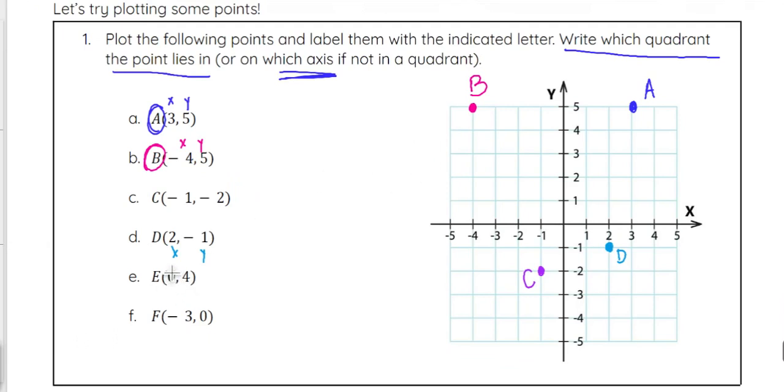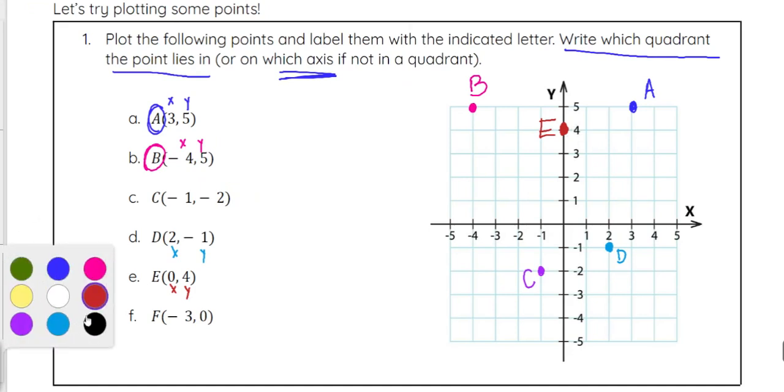Next, we have (0, 4). So 0, 4 is our x and our y coordinate. From the origin, we go 0 left or right because 0 is the x coordinate. We do not move left or right. So we're going to stay where we're at on the origin, and go based on our y value of 4. We're going to go up 4 and put a point right here. So that is our point E, and that is on the y-axis.